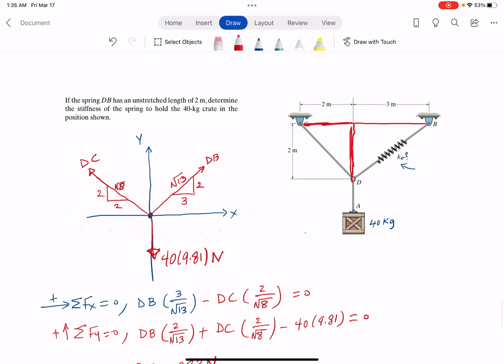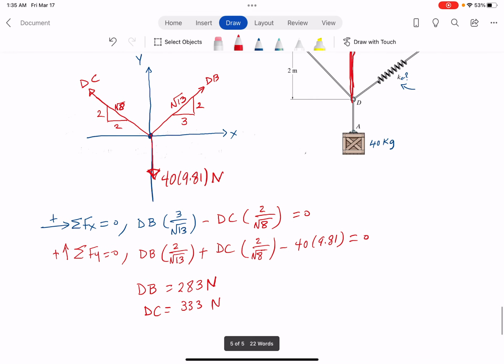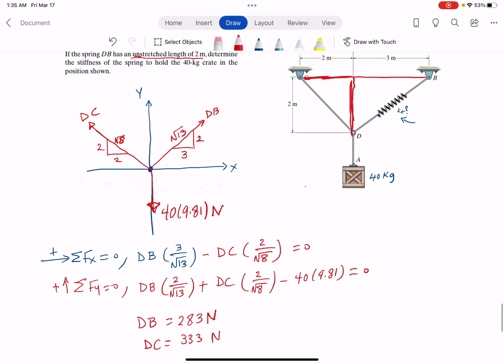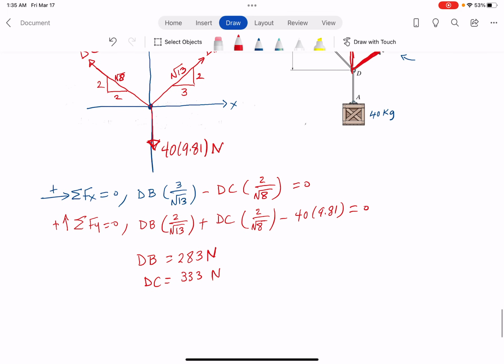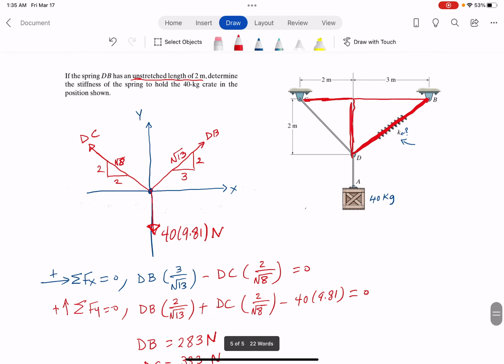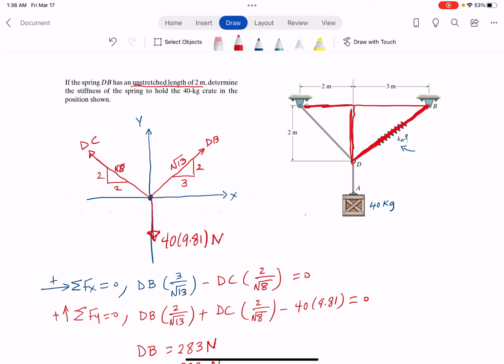So he gave you the unstretched length of 2 meters. Now we need to find out the stretched length. This is after applying the weight. This is the stretched length. So the stretched length is equal to, remember we just found out it's square root of 13 meter, and that is after the spring is stretched. So we'll just do it again.